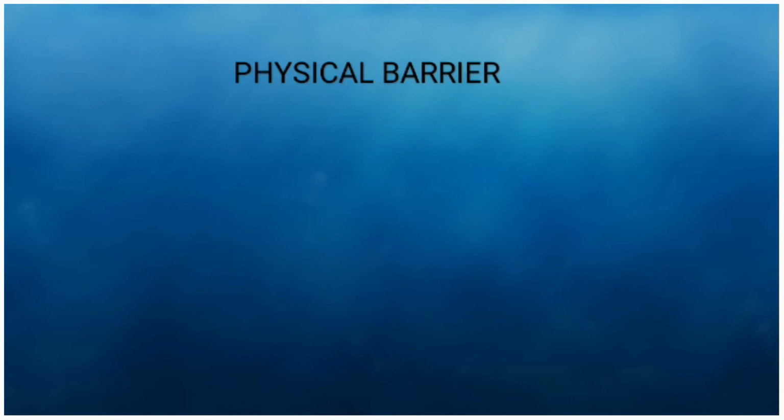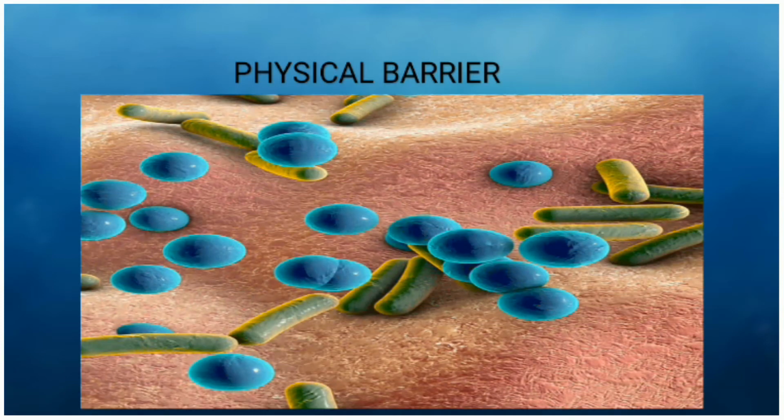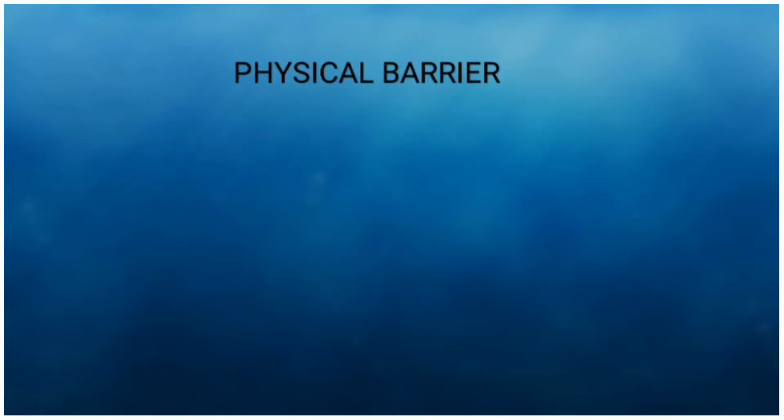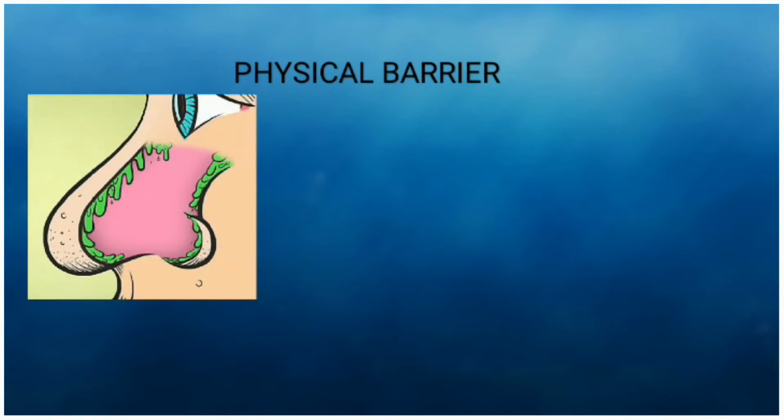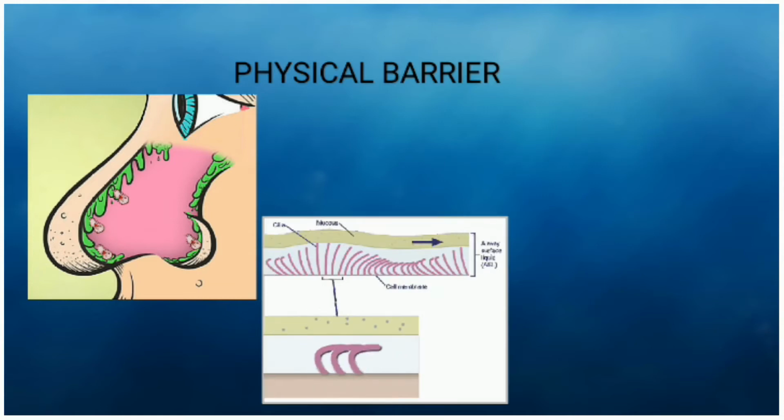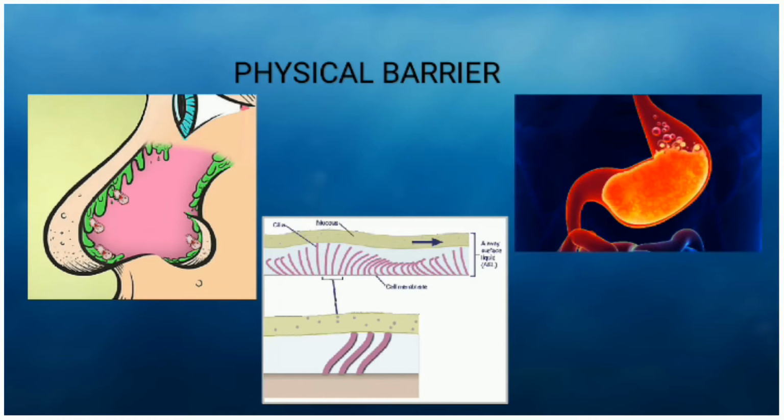The first part, which is our first line of defense, is our physical barrier. The outermost part of our physical barrier is our skin. If pathogens manage to find holes to enter, like the nose and mouth, we still have some protections. For example, in our nose, we have nose hair and mucus that can trap bacteria and viruses. In our trachea, we also have a mucous membrane and cilia. They will move the trapped pathogens back to our nose. Our stomach also contains acid that will kill pathogens coming into our digestive tract.